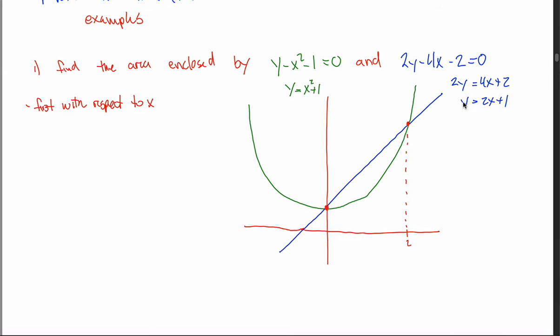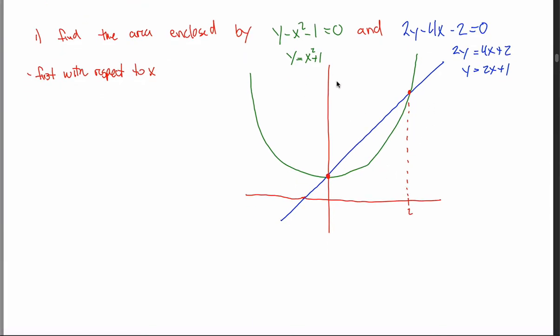And I have an expression that tells me the y value of the curve in blue for any given x value. And if I want to know when the height of the green curve and the height of the blue curve are the same, well, all I've got to do is figure out when x squared plus 1 is the same as 2x plus 1. In other words, solve this equation here.